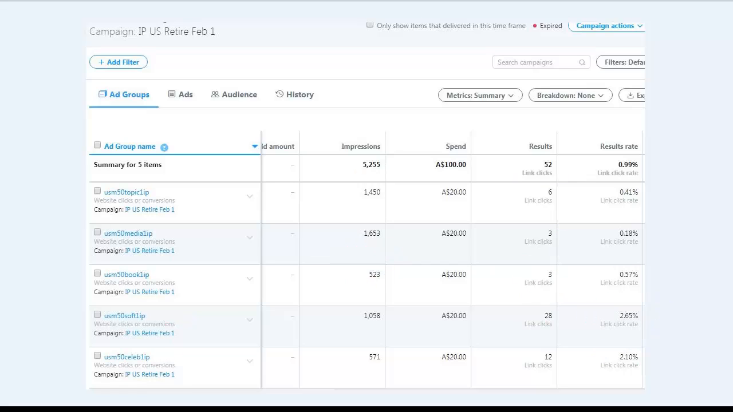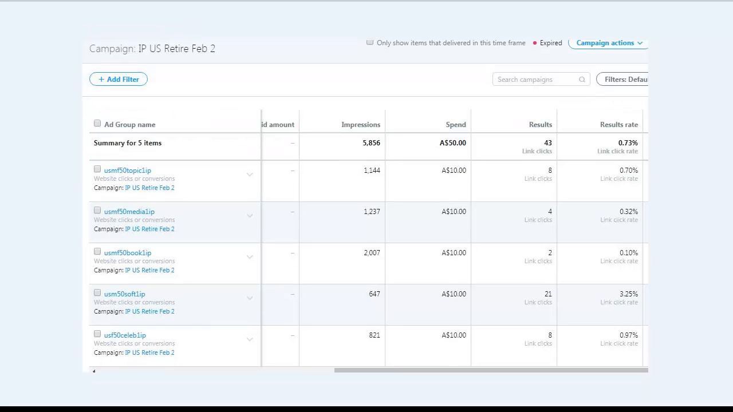So that is the first one, and this is the second group. So we'll just go and highlight those numbers again. 5856, so more impressions for less money. So it was more cost effective, and I wouldn't be surprised that has to do with this one being run during the week on Friday, and the other was run in the Super Bowl, and I suspect Super Bowl timing was just more expensive. So I've got 43 link clicks, and a lower click rate of 0.73%.